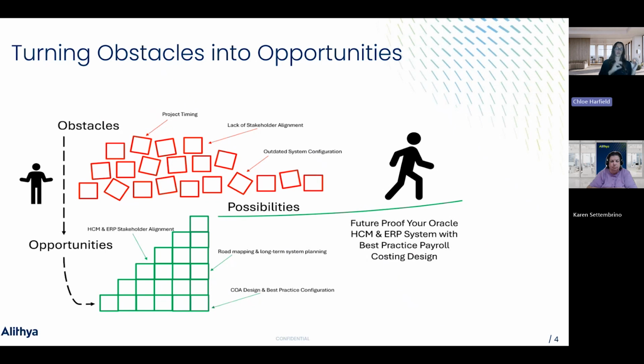We talked about how maybe the systems that they're currently on, as they're evaluating moving to ERP, lack the automation and the capability to support some of the payroll processes that they want to see taken from a manual process and automated as best we can within Oracle. And so today we're going to talk not only from a system perspective about best practice designs that you can take on, but also about road mapping and long-term system planning, and really aligning stakeholders across your different teams so that we have the right level of involvement, so that you're building your Oracle ERP and HCM system for payroll costing with optimization in mind.